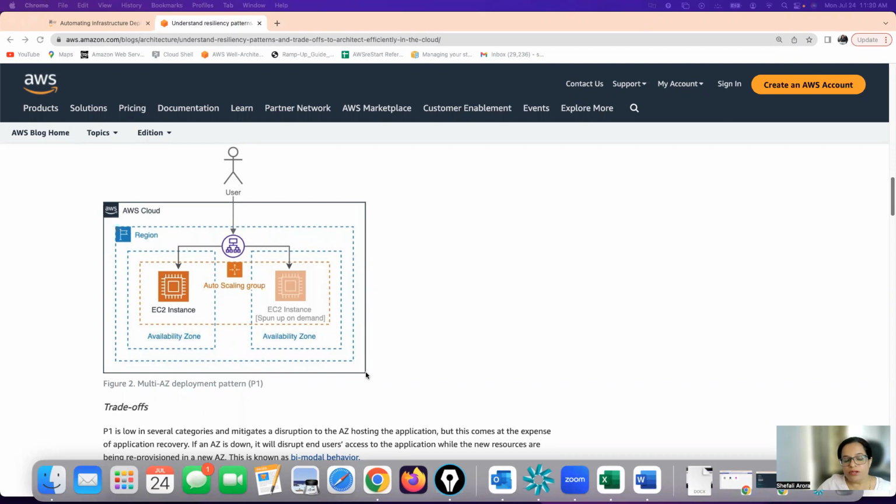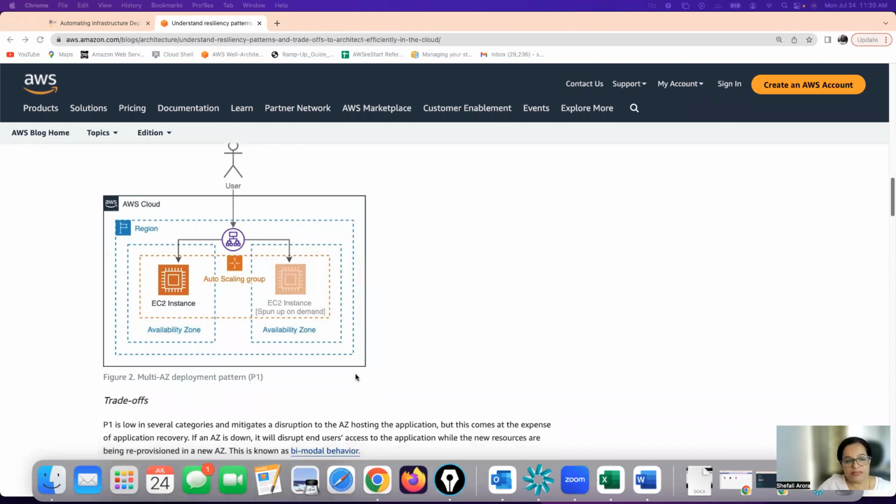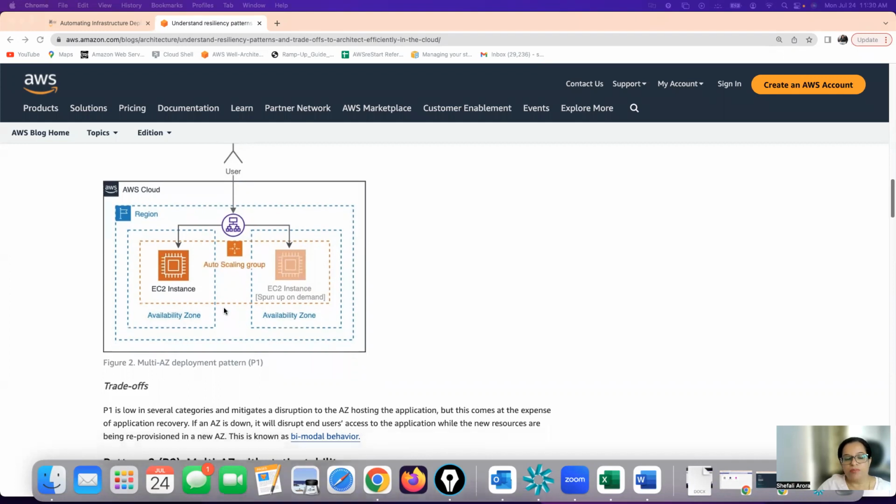So think of the applications which are not very critical, like the applications that deploy their internal employee applications. In that case, these are low business impact applications, and therefore they require a low level of resiliency. So this is about the P1 pattern.